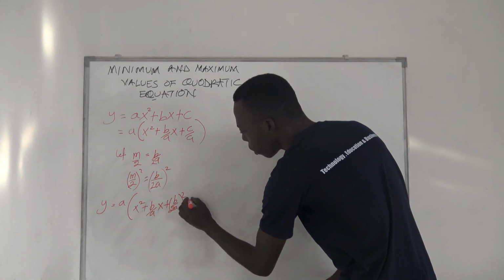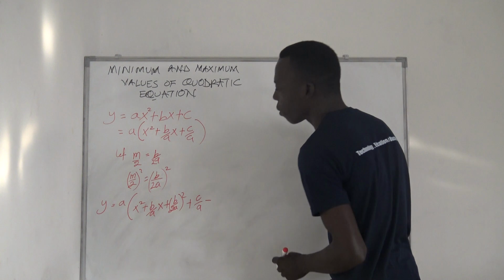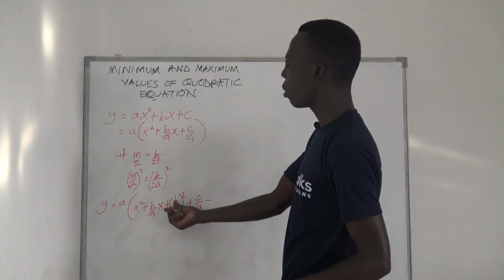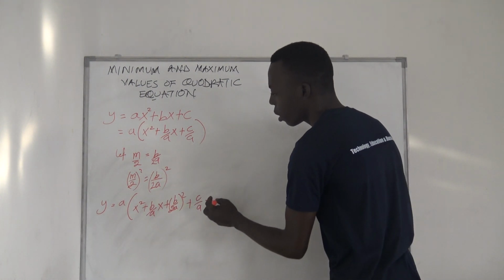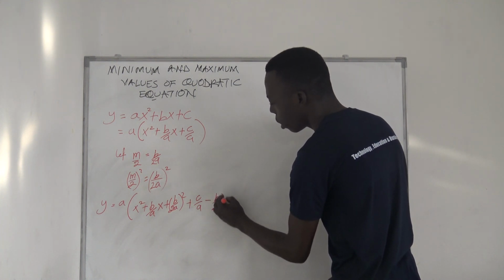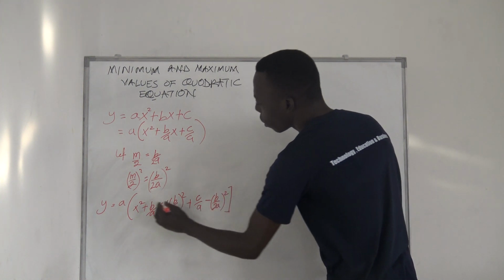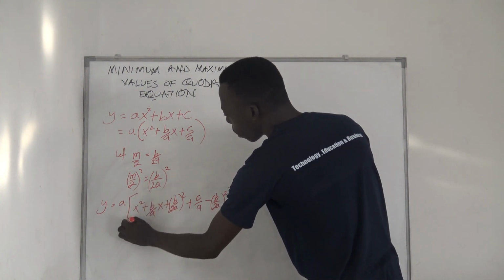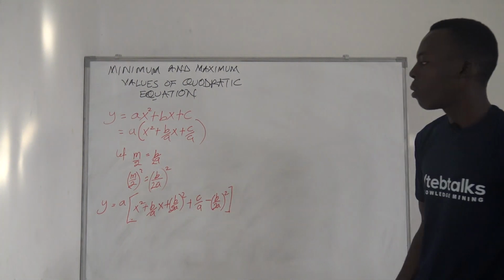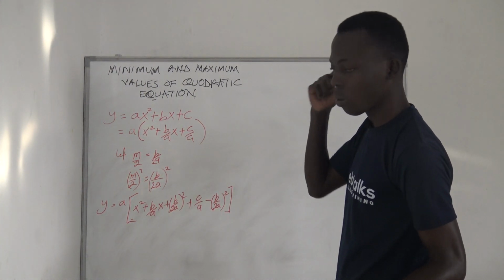So it becomes now plus c out of a, then minus. So this is what I'm saying here. You add this side, you subtract b out of 2a, the whole thing squared. So this is what we are dealing with. So we have brought in what we divided by 2 and what we squared.